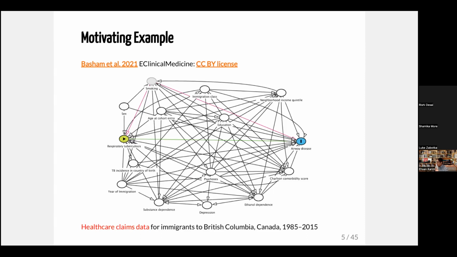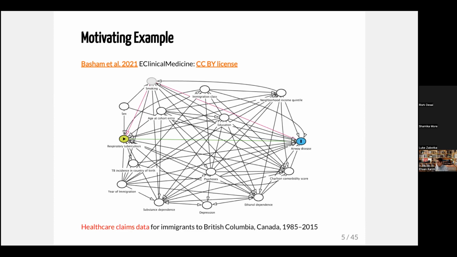This is an example that was published by one of my students, Dr. Basham, in eClinicalMedicine, where he was interested in respiratory tuberculosis and the association of that with airway disease, where respiratory tuberculosis was the exposure variable and airway disease was the outcome variable. And he was conducting this research using the health care claims data for immigrants in British Columbia.